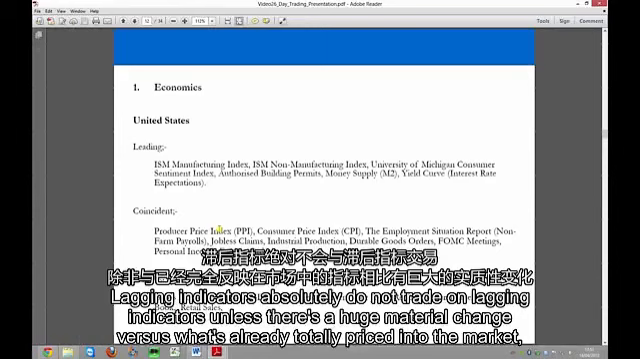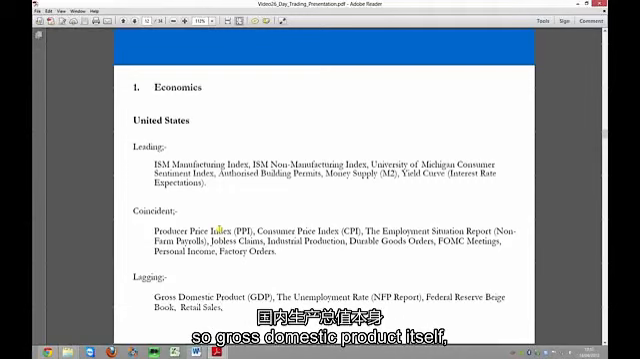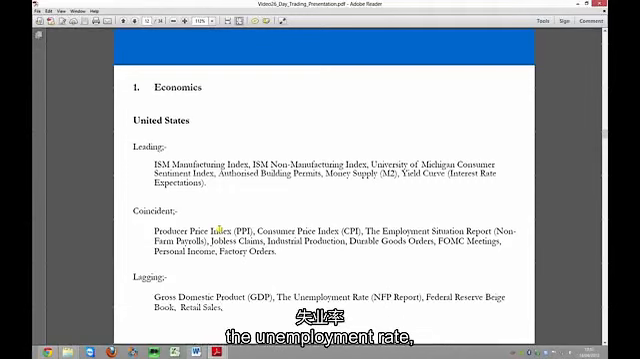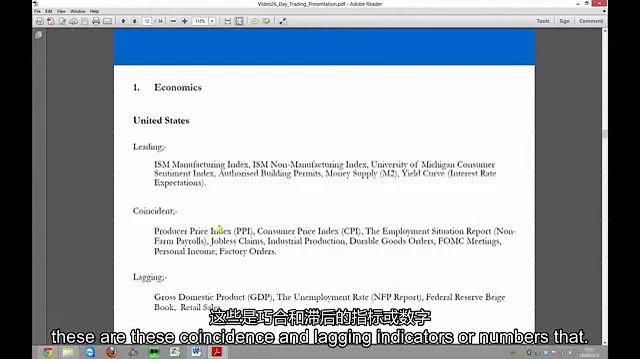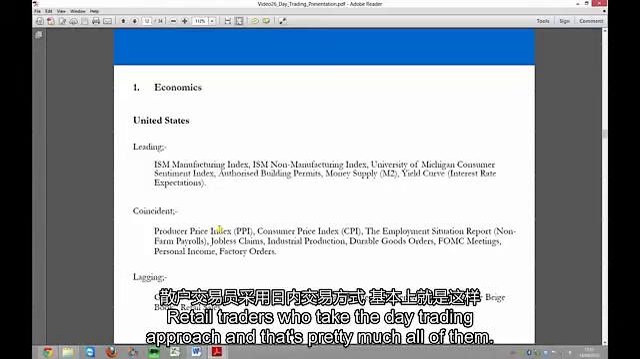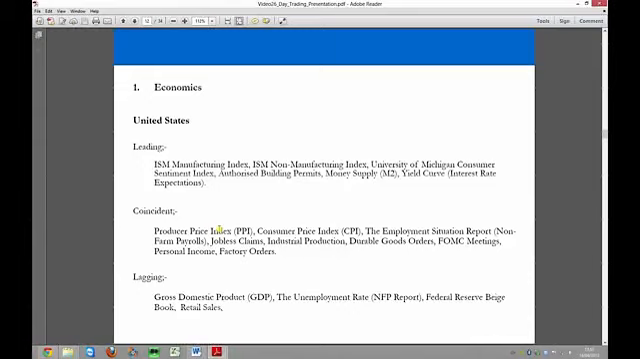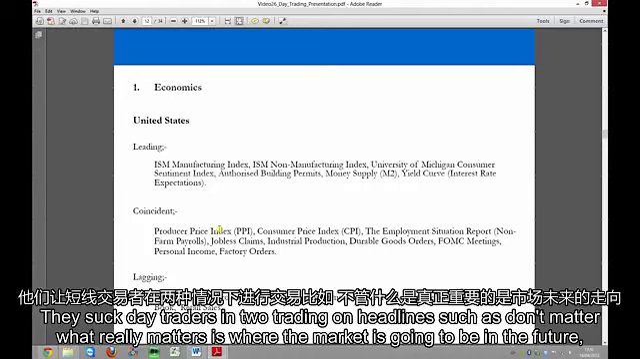And lagging indicators, absolutely do not trade on lagging indicators unless there's a huge material change versus what's already totally priced into the market. So gross domestic product itself, the unemployment rate, the Fed's beige book, and retail sales. These coincident and lagging indicators are numbers that retail traders who take the day trading approach, and that's pretty much all of them, these coincident and lagging indicators, they suck day traders in to trading on headlines that just don't matter.